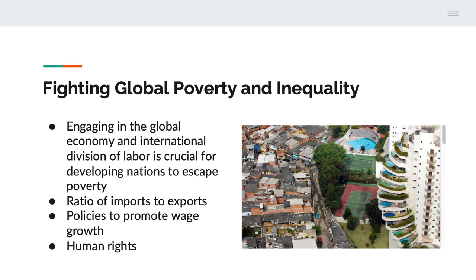While the global economy presents opportunities, harnessing them hinges on building up a nation's manufacturing muscle and productive capacities to participate meaningfully. Governments can enact policies to promote wage growth and more equitable distribution of productivity gains as a means of combating poverty and inequality.